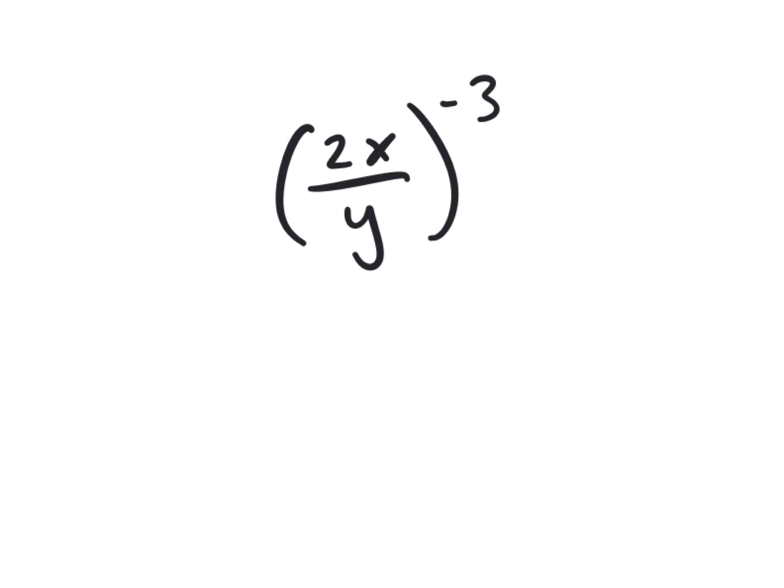So I have 2x over y to the power of negative 3. What should we do first? Sure, we could distribute. So let's distribute everything to the power of negative 3. So 2 to the power of negative 3, x to the power of negative 3 over y to the power of negative 3.